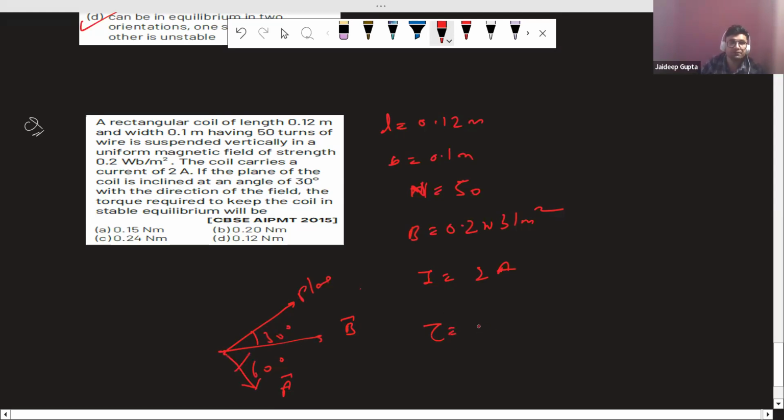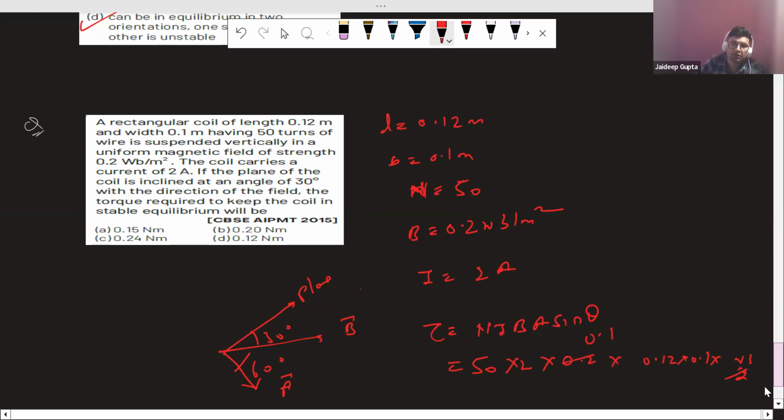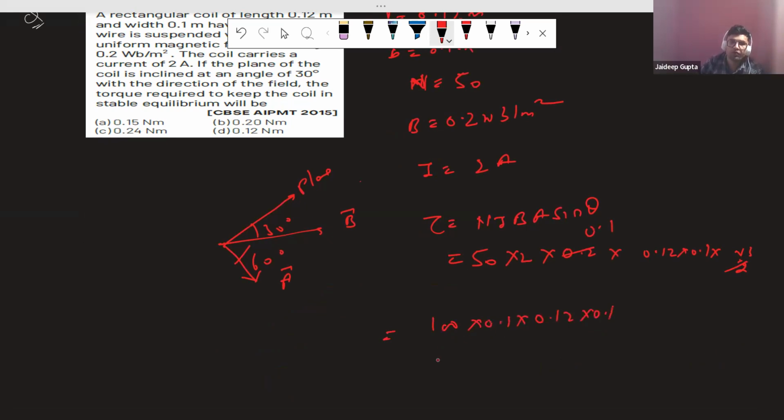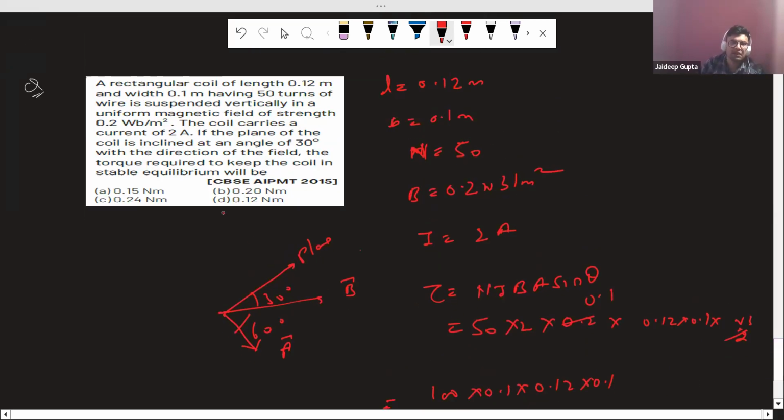So torque equals N I B A sine theta. What is N? 50. What is I? 2. What is B? 0.2. What is A? Length times breadth. And what is sine theta? Sine 60 is root 3 over 2. If we calculate it, how much will you get? So 100 into 0.1 into 0.12 into 0.1. So 12 into 10 raised to the power minus 2. That is 0.12.